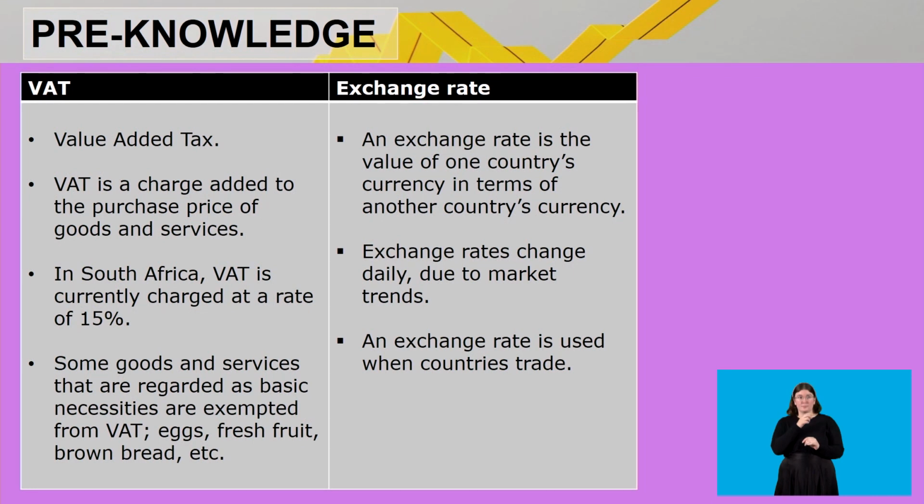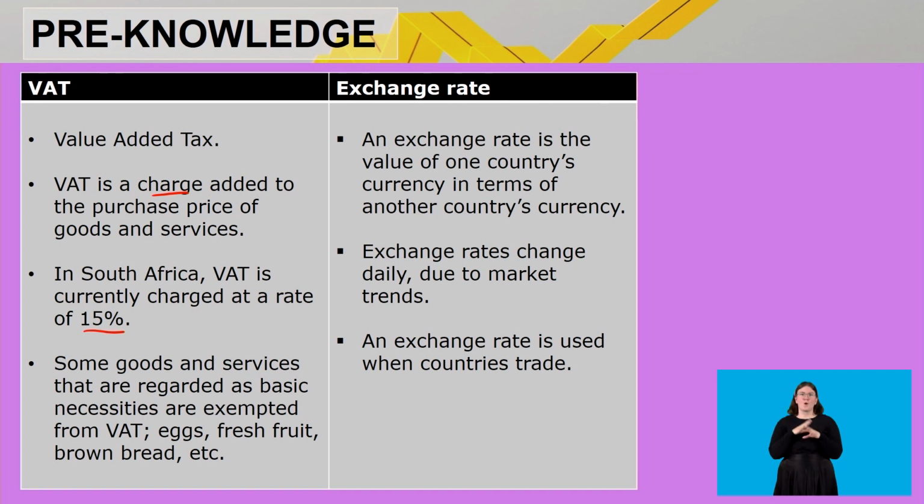Now, here we have our pre-knowledge. So what is value added tax? There's the abbreviation written in full. VAT is a charge added to the purchase price of goods and services. In South Africa, VAT is currently charged at 15%, as we all know. Some goods and services that are regarded as basic necessities are exempted from VAT, meaning no VAT will be added. For example, eggs, fresh fruit, brown bread, etc.